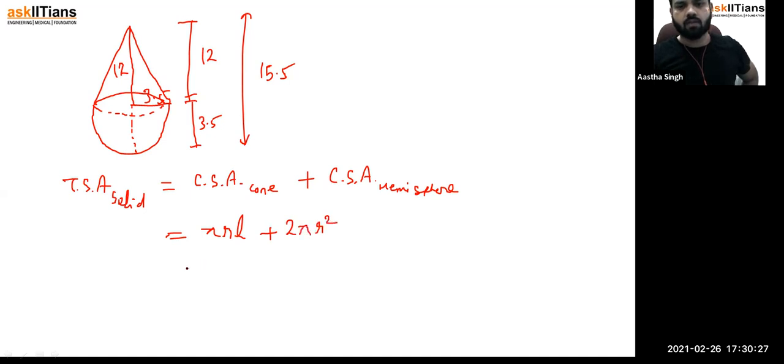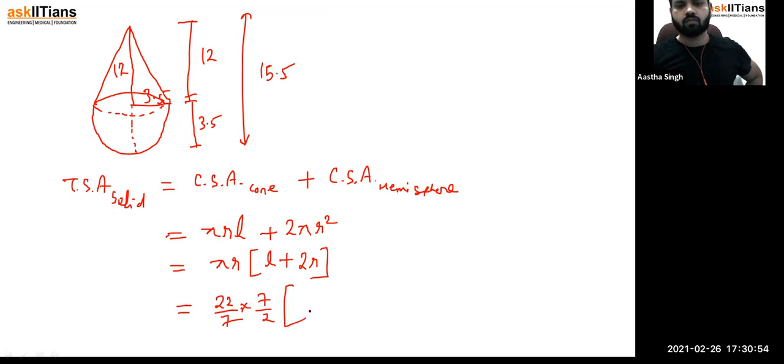Right? So here pi R can be common. Pi R will be taken common, and what is left is L plus 2R. I think till now it is clear. So the value of pi is 22 by 7. The value of R is given as 3.5, which is basically 7 by 2. You don't know the value of L, so we'll calculate it separately.